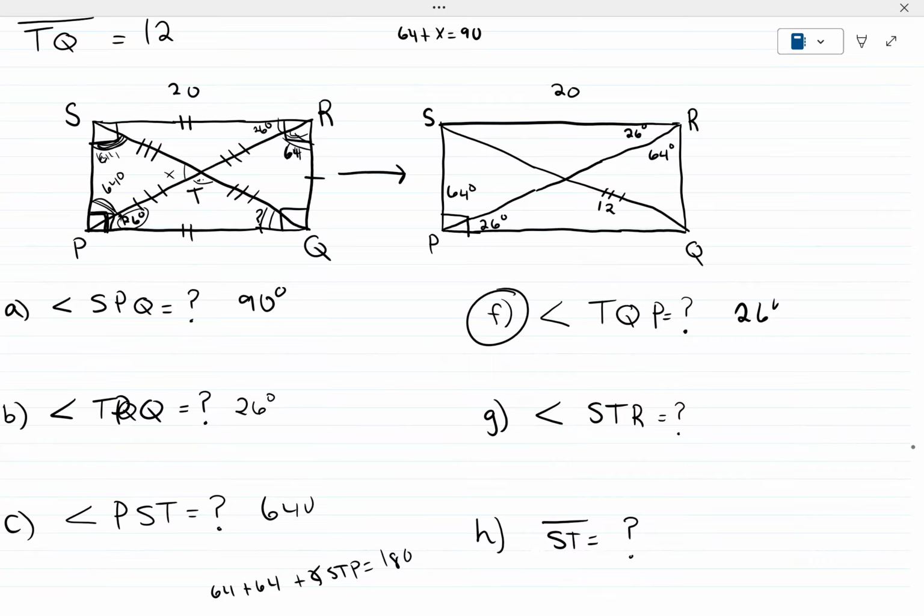What about G? Angle STR? So this angle right here. I know it forms a triangle, so I know this angle is 26, and this is also 26, right? Because I know this is 64, so this must be 26. So if you add up this angle plus this angle plus this unknown angle, that would be 26 plus 26 plus x, and it forms a triangle, so that adds up to 180. So letter G is 128.